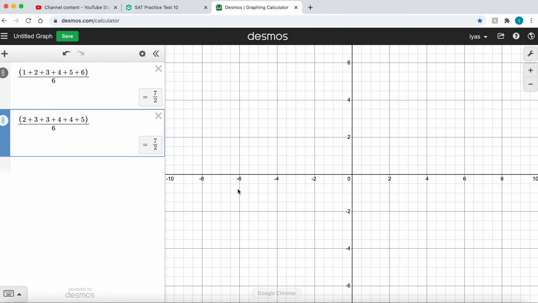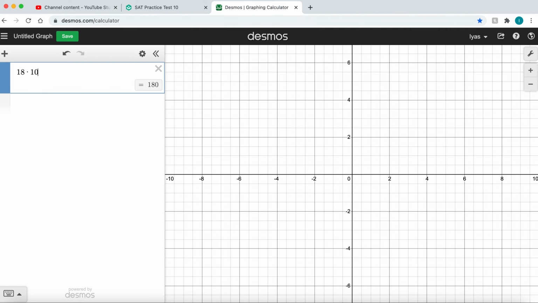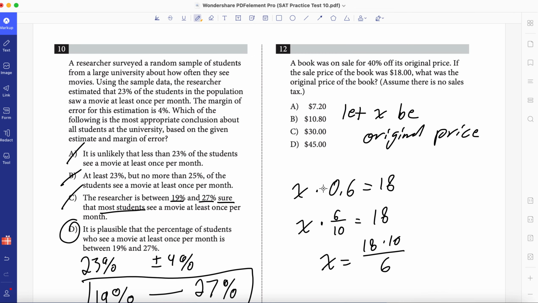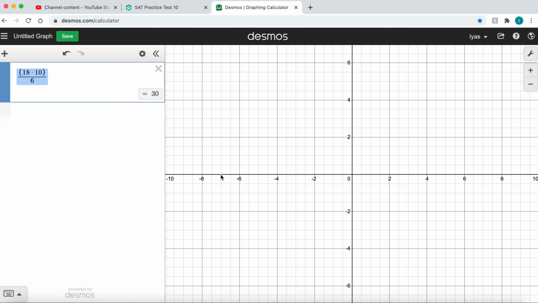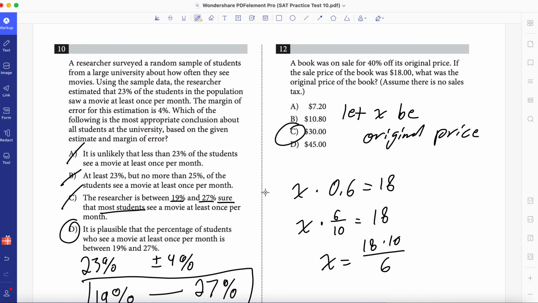And now let's just run through this math really quick. 18 times 10 over 6 is going to be $30. So this book cost us $30 beforehand. And then, of course, you can just go back and check if you want. $30 times 0.6 is 18. And that is number 12.